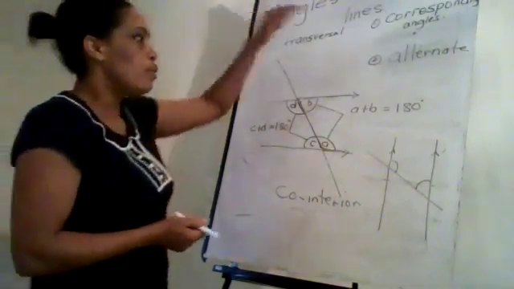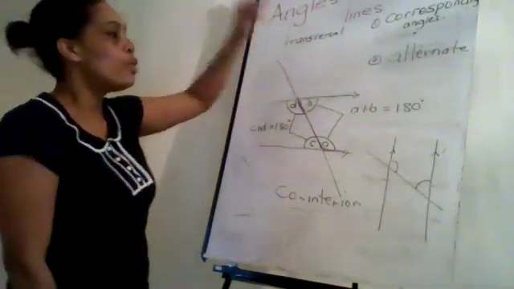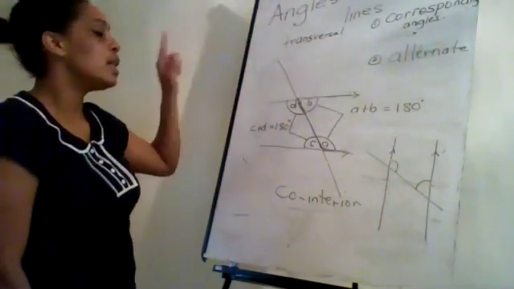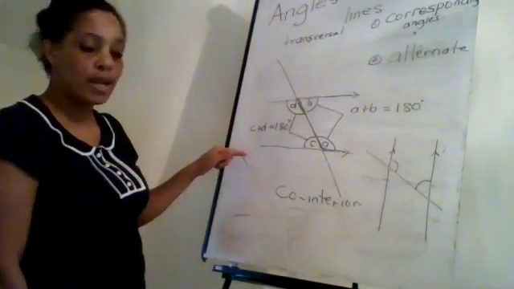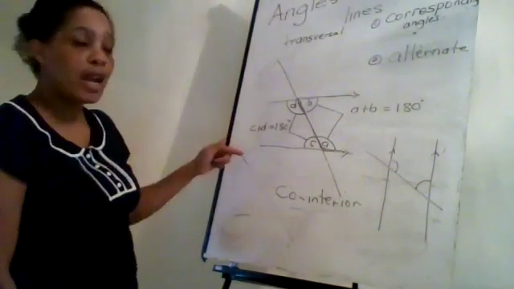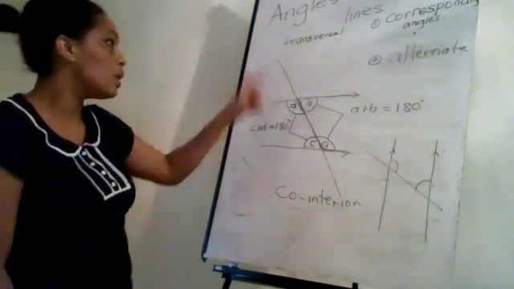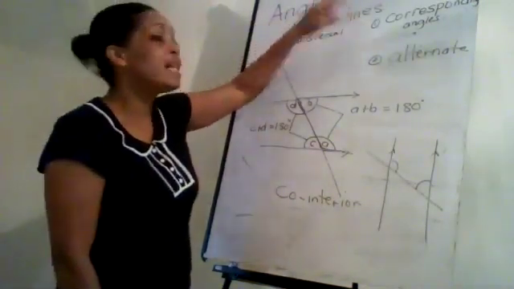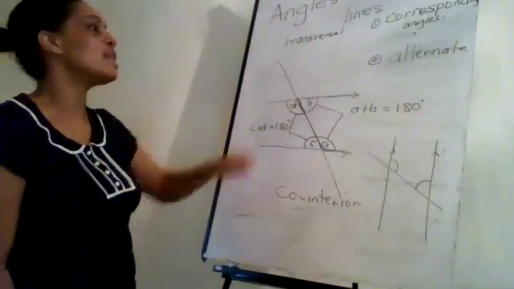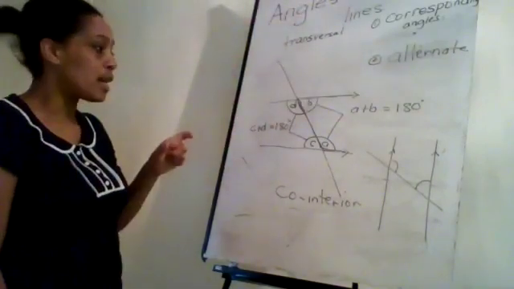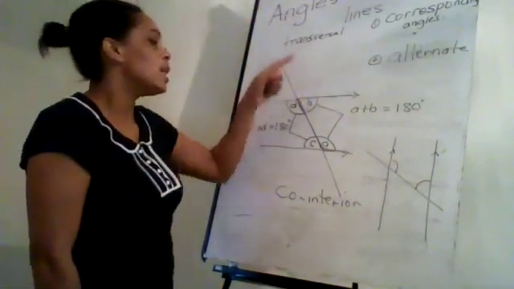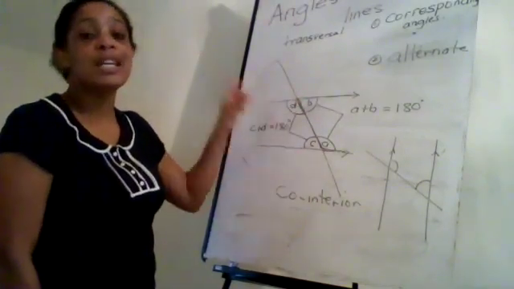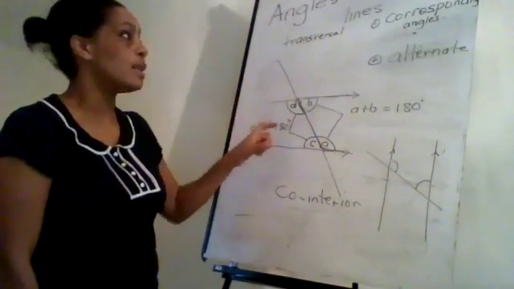So we've looked at corresponding angles, we've looked at alternate angles, and this third one we've looked at is interior angles or co-interior angles. With co-interior angles, that's the only one in this case where they're not the same size. Corresponding angles, both angles will be the same size. Alternate angles, both angles will be the same size. But in co-interior angles, they will add up to 180 degrees. They are not the same size.